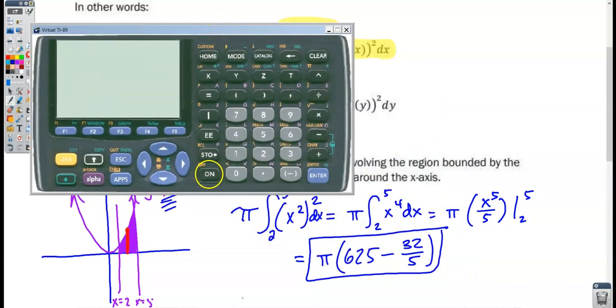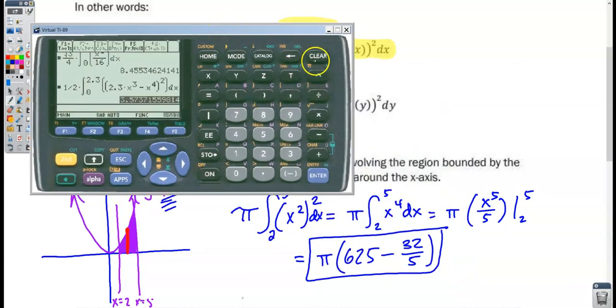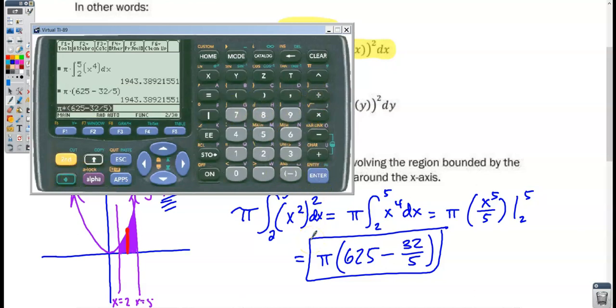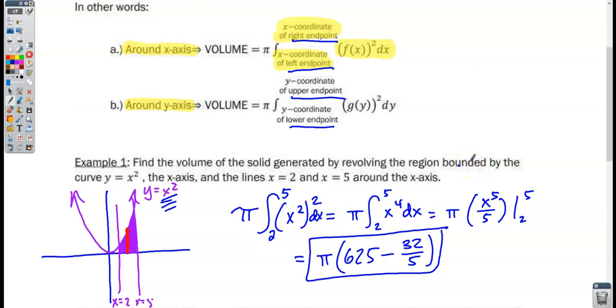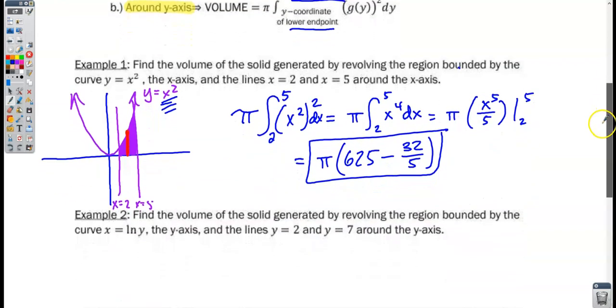We could do that using our calculator. I could go ahead and use my numerical integral. I've got pi times the integral of x to the 4th with respect to x from 2 to 5. And if I do that, I get this decimal value, which we can double check is the same as pi times 625 minus 32 over 5. And they are. All right, let's go ahead and we'll move on to example 2.